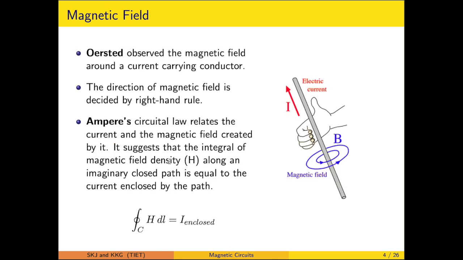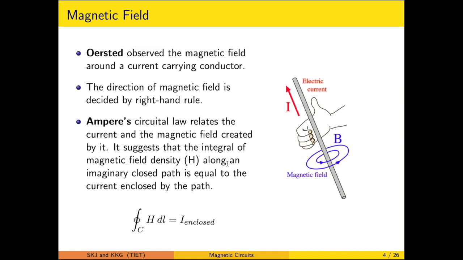Now this is the famous experiment which I referred to in the introduction. Oersted has observed that there is a magnetic field around the current carrying conductor. Let's say this conductor is carrying the current directed upward. When we hold the right hand such that the thumb is pointing towards the direction of the current, then the fingers are pointing to the direction of the magnetic flux or field.